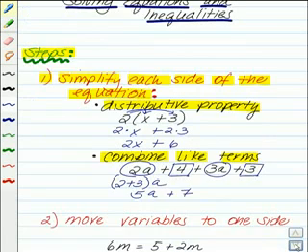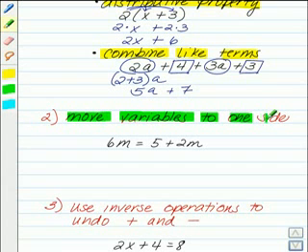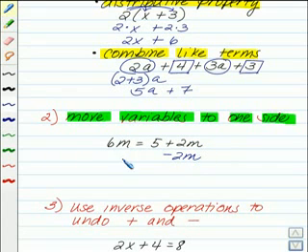Once you've simplified each side of the equation or inequality, your next step is to move the variables to one side. If you had something like 6m is equal to 5 plus 2m, we need to put our variables on only one side. We could do that by subtracting our smaller one. That would give us 6m minus 2m, which is 4m, and that's equal to 5.